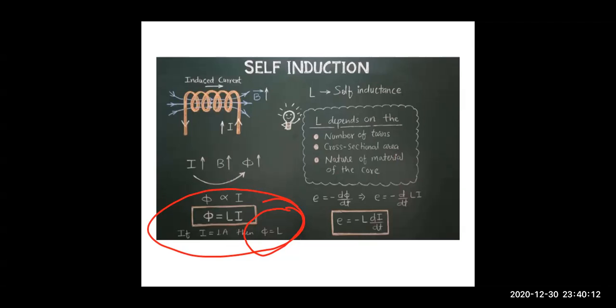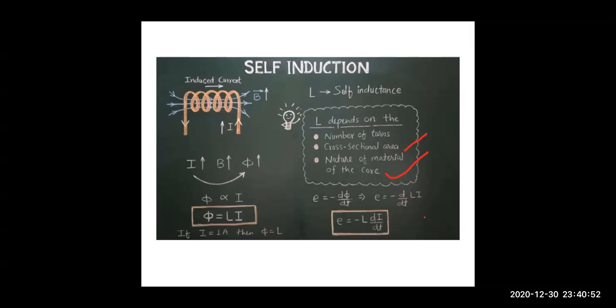So here L does not depend on current. L depends upon the number of turns, how many turns of the wire there are, right children? Next, it depends upon the cross-sectional area of the coil, right? The more the cross-sectional area, the more the self-inductance, and it depends upon the nature of the material on which the wires have been wound, right children?